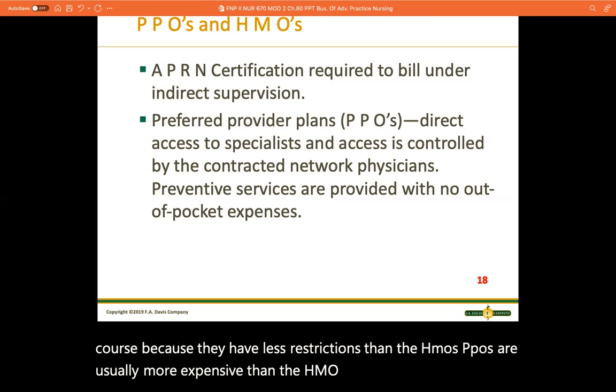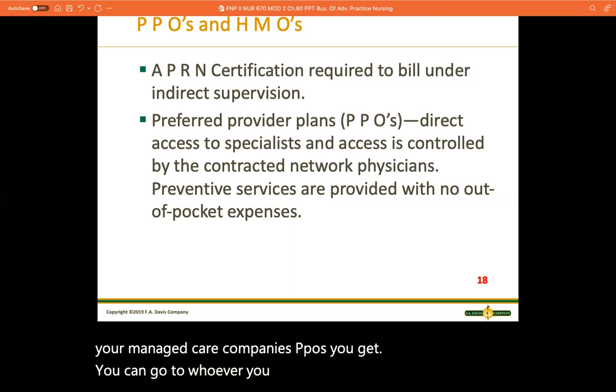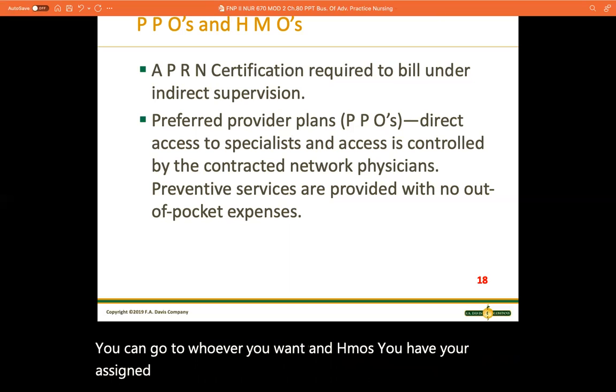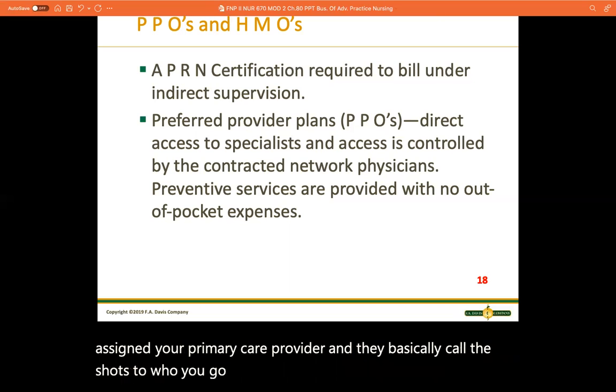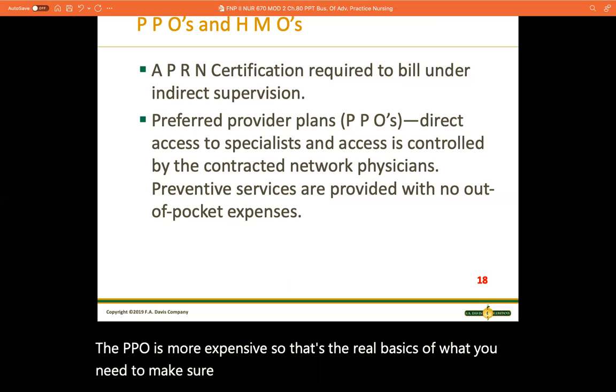So PPOs and HMOs are both your managed care companies. With PPOs, you can go to whoever you want, and with HMOs, you're assigned your primary care provider, and they basically call the shots as to who you go to, depending on what your needs are. The PPO is more expensive. So that's the real basics of what you need to make sure you're understanding in terms of PPO and HMO.